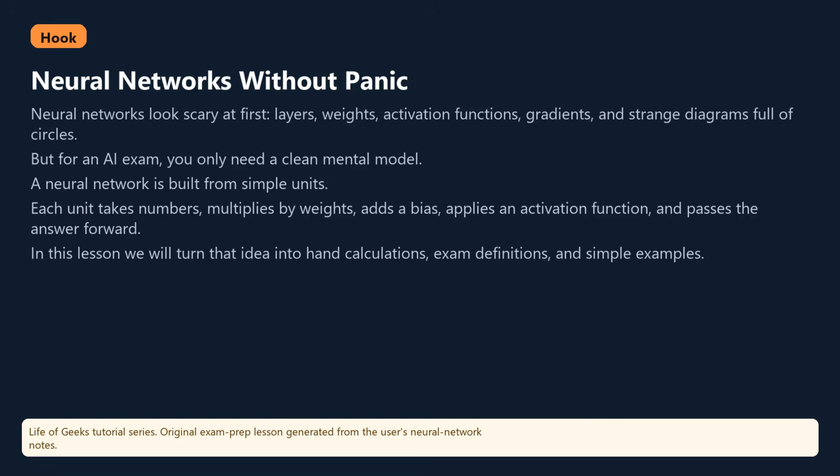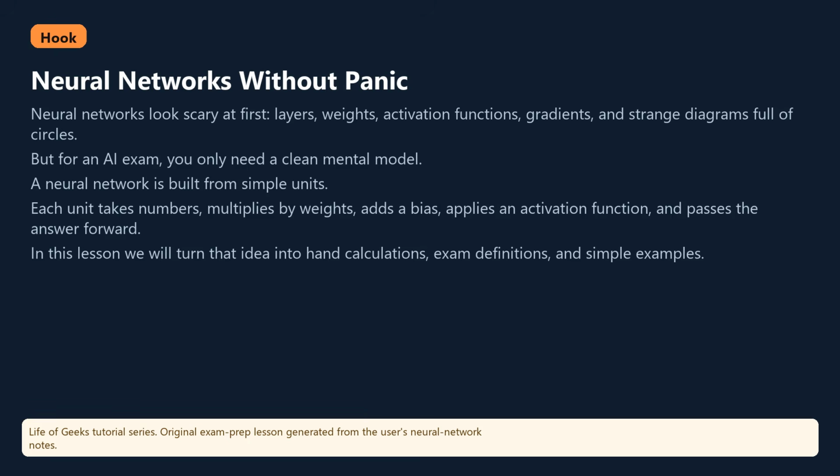Neural networks can look intimidating when you first meet them. There are circles, arrows, layers, weights, biases, gradients, and activation functions. But the secret is that the whole topic is built from one small idea, repeated many times. A neuron takes numbers in, multiplies them by weights, adds a bias, applies a function, and sends a number out. That is it. In this tutorial, we will build from that simple idea toward exam-ready understanding.